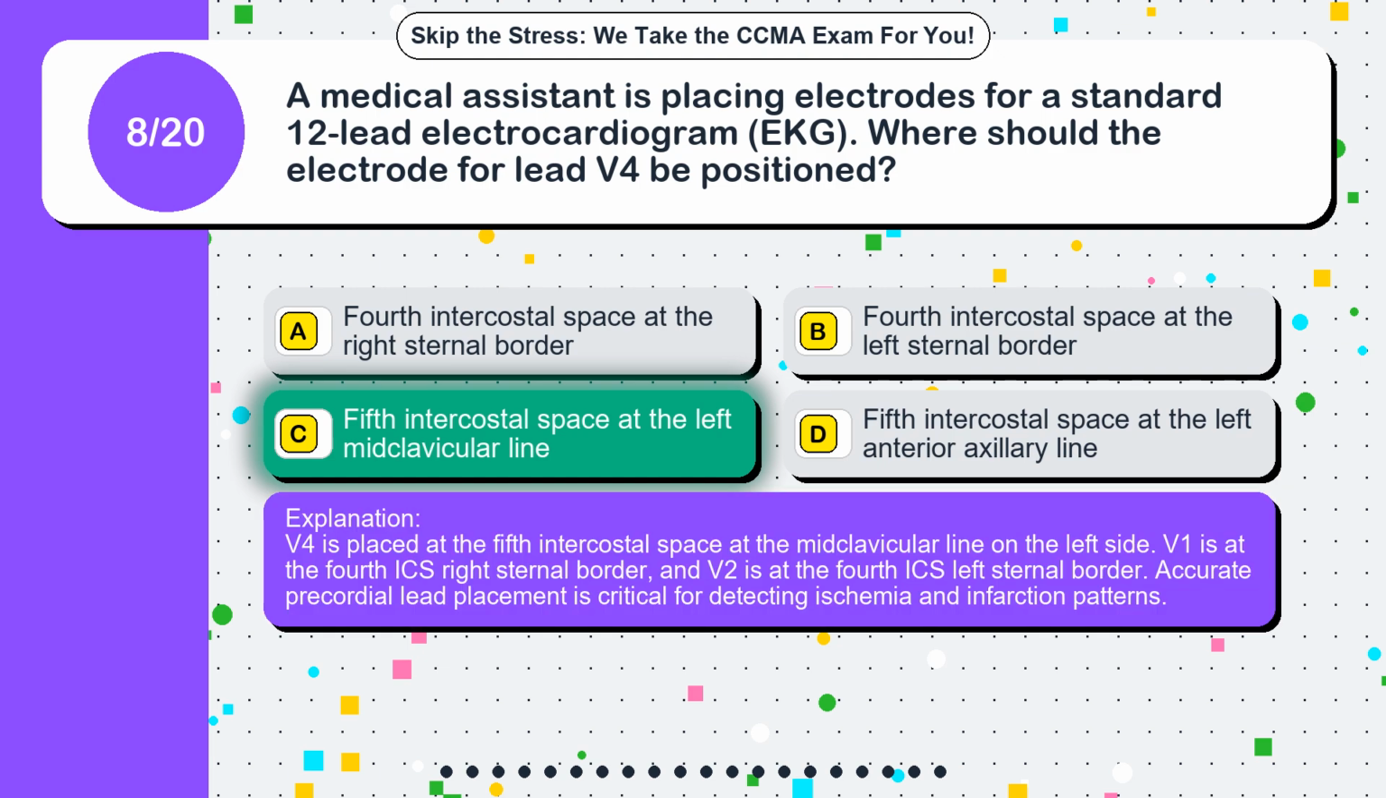V4 is placed at the 5th intercostal space at the midclavicular line on the left side. V1 is at the 4th ICS right sternal border, and V2 is at the 4th ICS left sternal border. Accurate precordial lead placement is critical for detecting ischemia and infarction patterns.